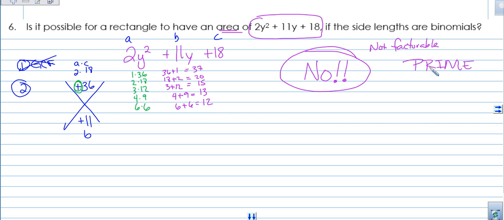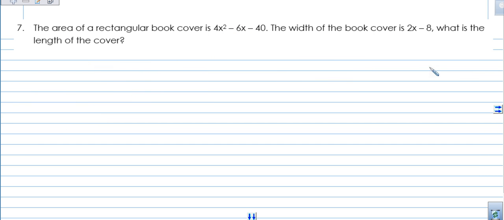Okay? Question number 7. The area of a rectangular book cover is this polynomial right here. The width of the book cover is this. What is the length? So basically it's asking us to factor this and then find the length. Okay? So if we look here, it says it's 2x minus 8. So we're trying to figure out what we can multiply 2x minus 8 by to get there. So let's factor it. So we get 4x squared minus 6x minus 40.